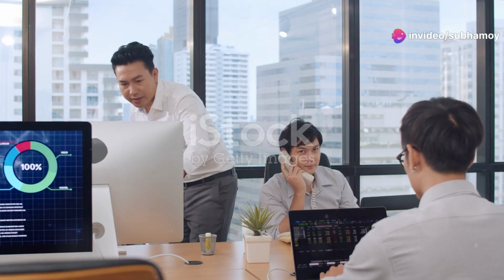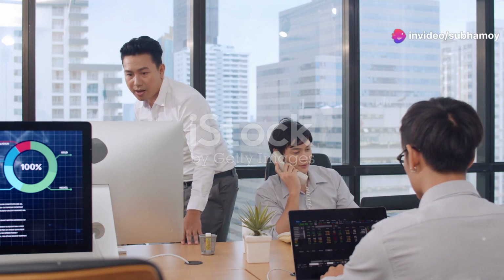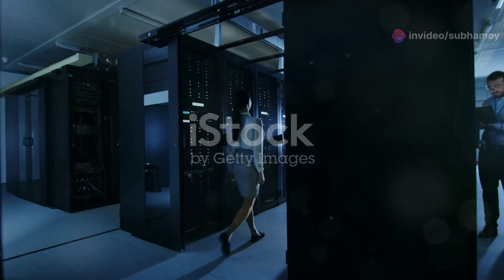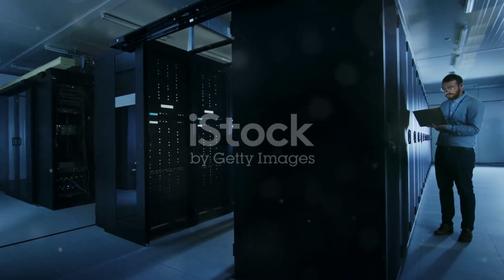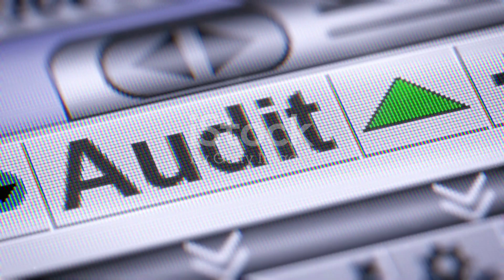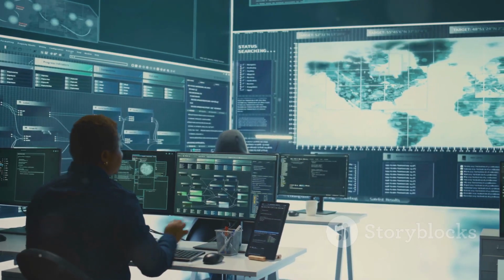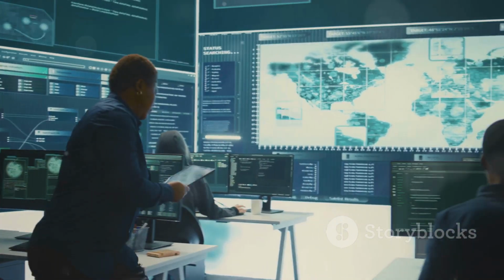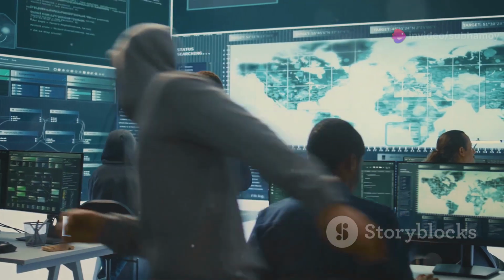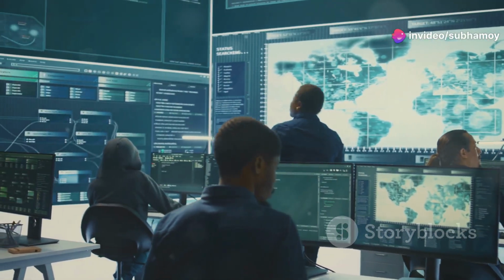In today's digital landscape, trust is paramount. Businesses handling sensitive data need a way to demonstrate their commitment to security. This is where SOC 2 comes in. SOC 2 stands for System and Organization Controls 2. It is an auditing standard developed by the American Institute of Certified Public Accountants, or AICPA. SOC 2 focuses on a company's controls related to security, availability, processing integrity, confidentiality, and privacy.